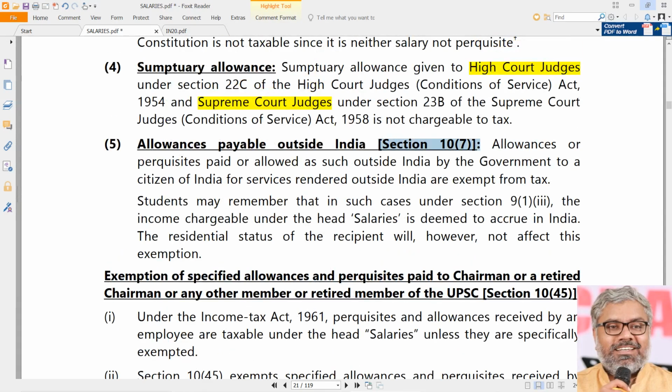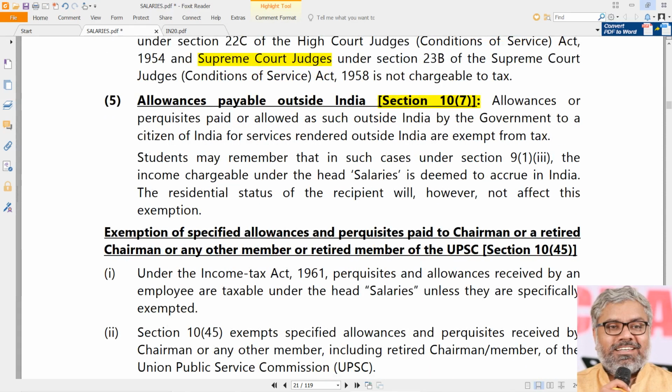And this one we know, 10(7) separately. Allowances or perquisites paid or allowed to an Indian citizen outside India by the government for services rendered outside India is exempt from tax. We know that. However, just to remind you, the base salary received by them would be taxable because that is deemed to accrue or arise in India. What is exempt is only allowances and perquisites. That is 10(7), which we already know.